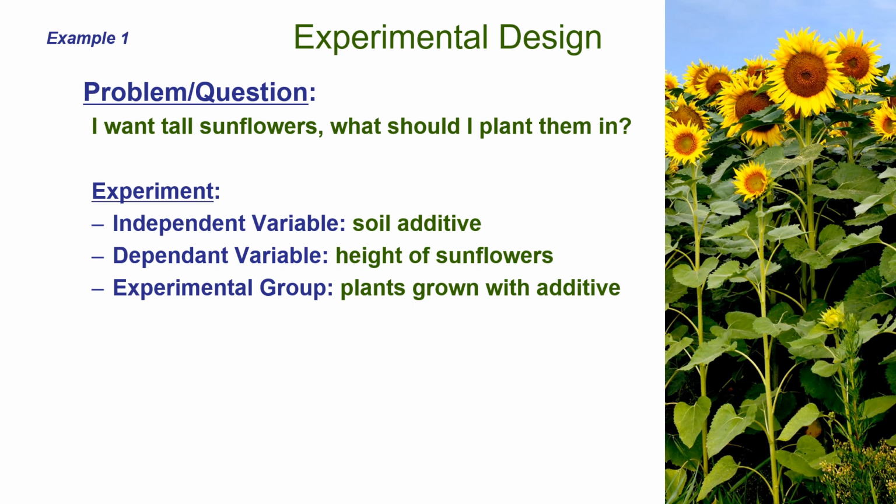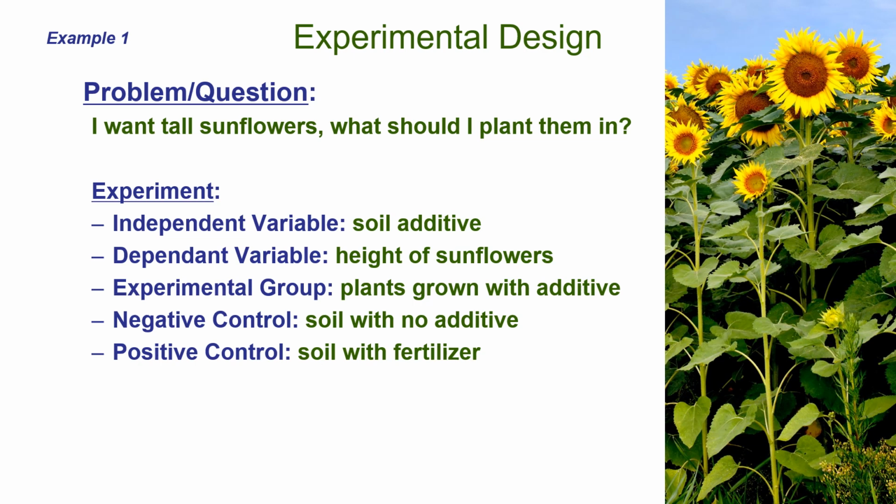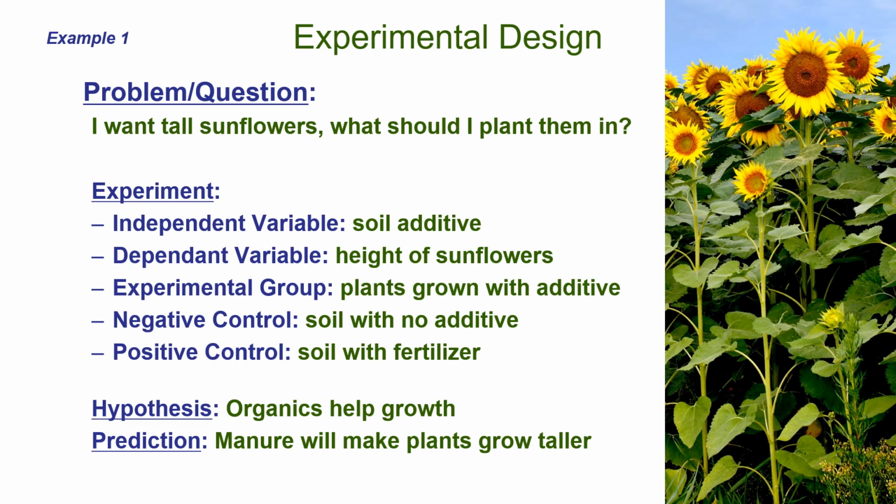We had the experimental group, and that's the plants that were grown with different additives. We had the negative control, and that was just straight up soil. We have our positive control, which was soil with fertilizer. Again, we're just trying to prove that yes, they can vary in height. Our hypothesis might be that organic compounds, so things that come from living organisms like manure, help stuff grow. And our prediction based on that hypothesis would be that manure should have the biggest benefit. Those plants should grow tallest.